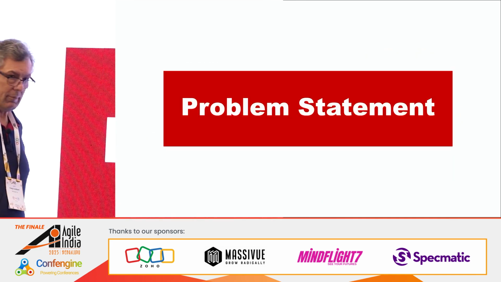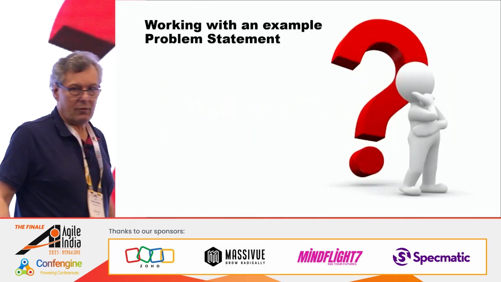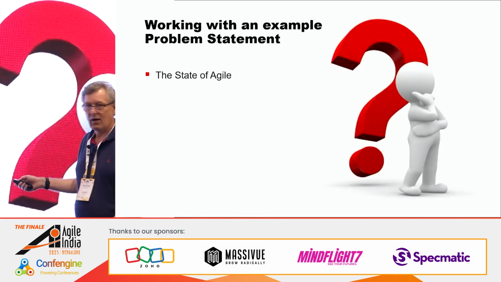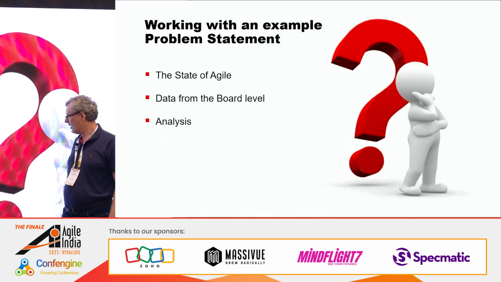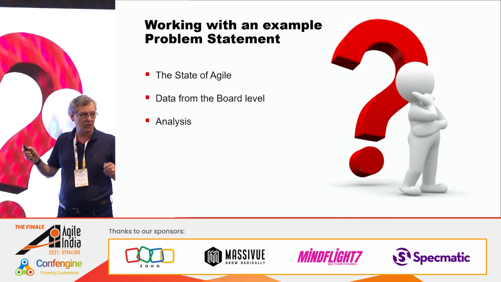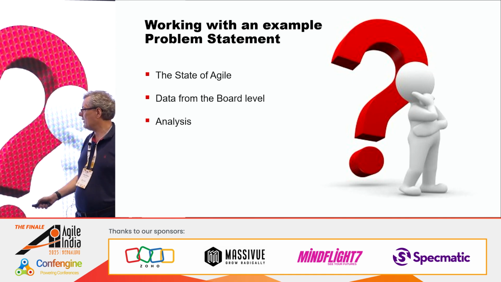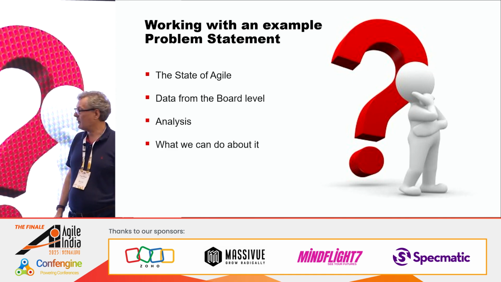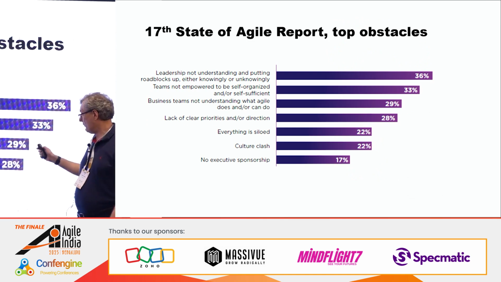So I'll start with a problem statement. Now, this may sound familiar to you. What's the problem statement here? Let's recap about Scott's talk, the state of Agile. I'll bring in some real data, because it always helps to bring data rather than opinions here. A little bit of analysis on that, and then what can we do?